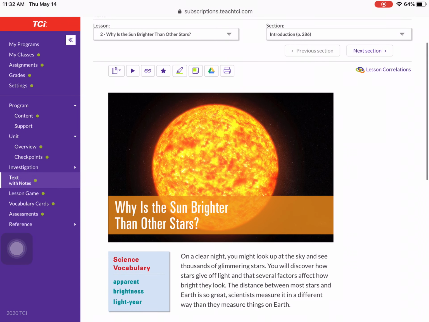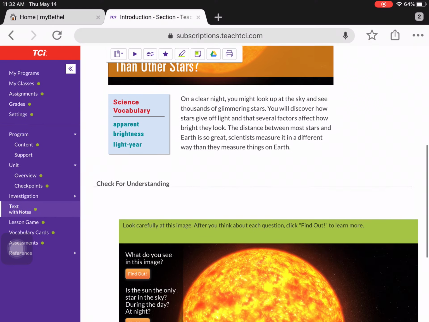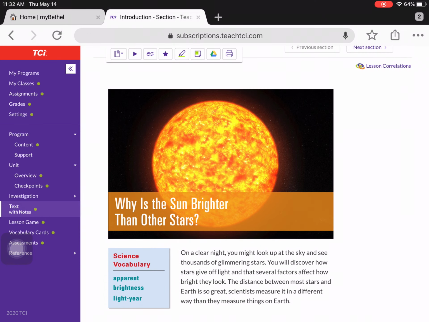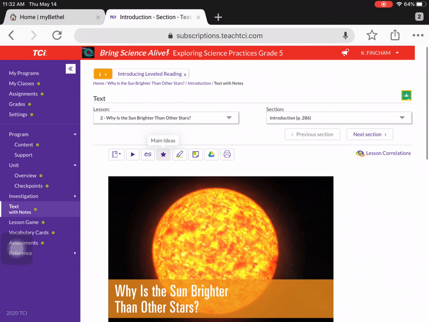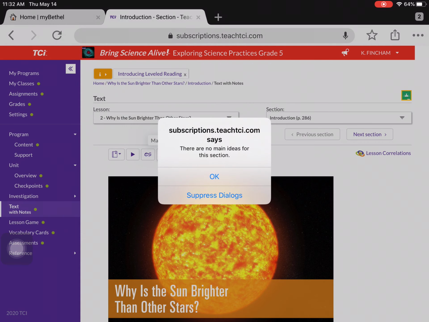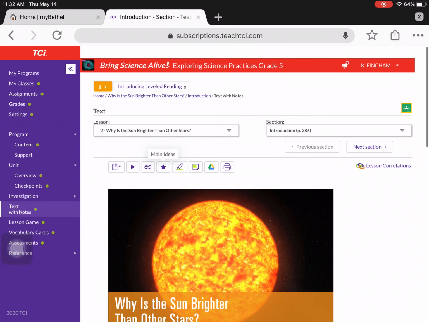And as always, it might be helpful to you that when you have your science textbook out on your iPad or on your computer, you can click the main ideas star up top. This section doesn't have any, but I just wanted to remind you guys that when you click it, it'll highlight the main idea of each section and each page.